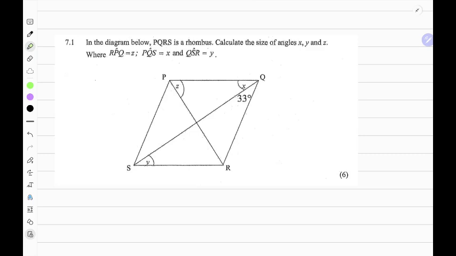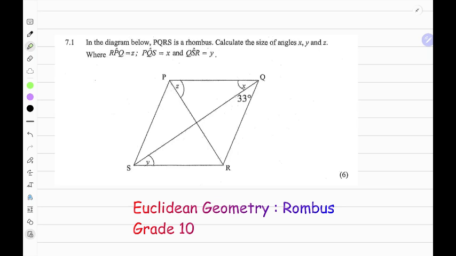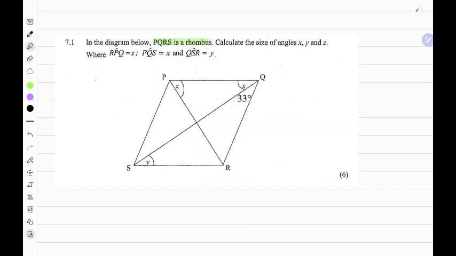So today's focus is Euclidean geometry. The question goes as follows. It says in the diagram below, PQRS is a rhombus, and we need to calculate the size of angles X, Y, and Z. Given the size of this angle here to be 33 degrees, we are asked to find the size of X, Y, and Z.